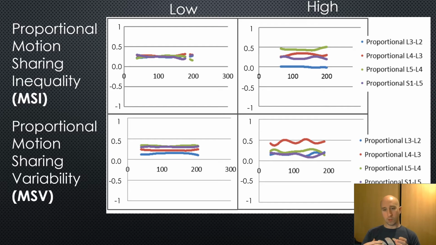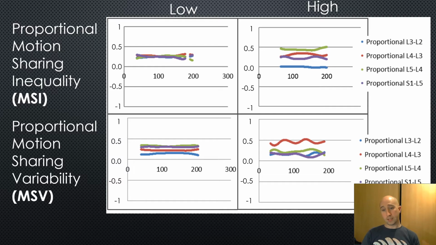And we've split it into two measures. So taking all this information, we can break down to two measures: the motion sharing inequality and the motion sharing variability. A low motion sharing inequality is all the levels contributing equal amounts of motion. So there's very little inequality between levels. A high inequality is one level that contributes significantly more, or one level that contributes significantly less, or a combination of those, giving us a high inequality between levels contributing more and less.